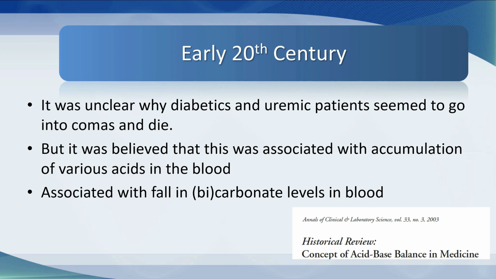Early in the 20th century, it was unclear why diabetics and uremic patients seemed to go into comas and die, but it was believed that this was associated with the accumulation of various acids in the blood. And again, these were associated with a fall in the bicarbonate levels.